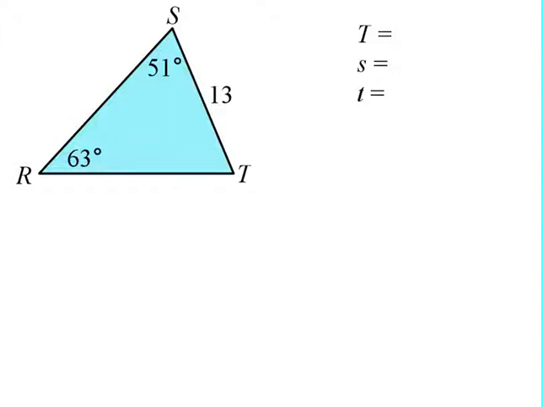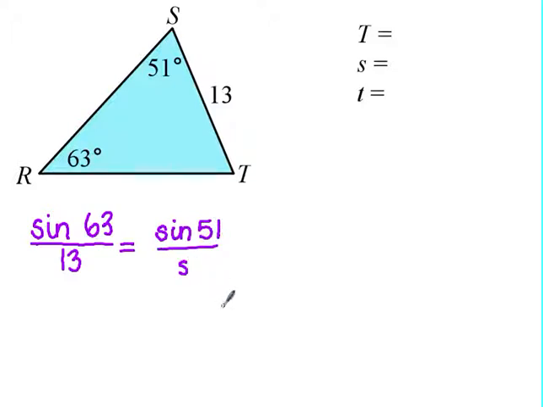So the very first thing you're going to look for is an angle-side combination. So one pair that you know. And you know R, that's right. So based on the fact I know R, let's go ahead and start. So I know the sine of what? 63 over 13 equals sine of 51 over what? S, little s. Okay.